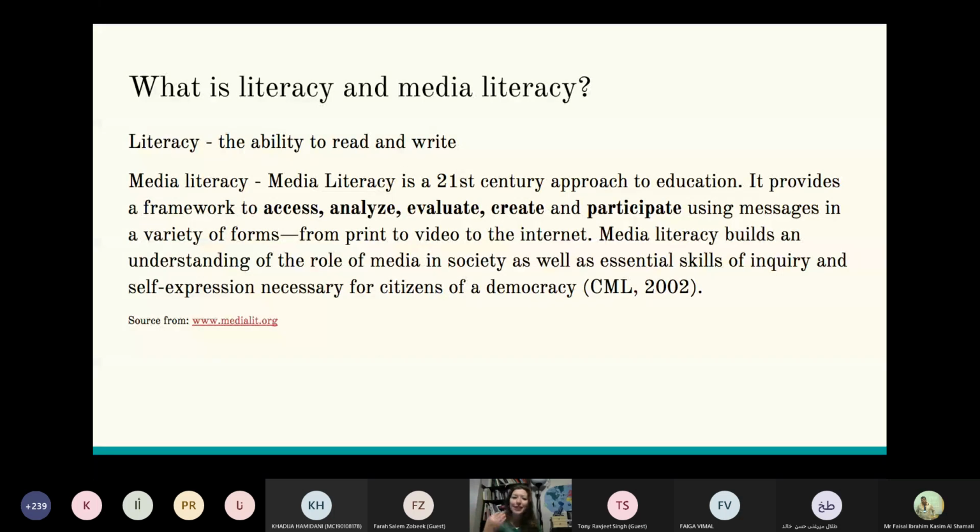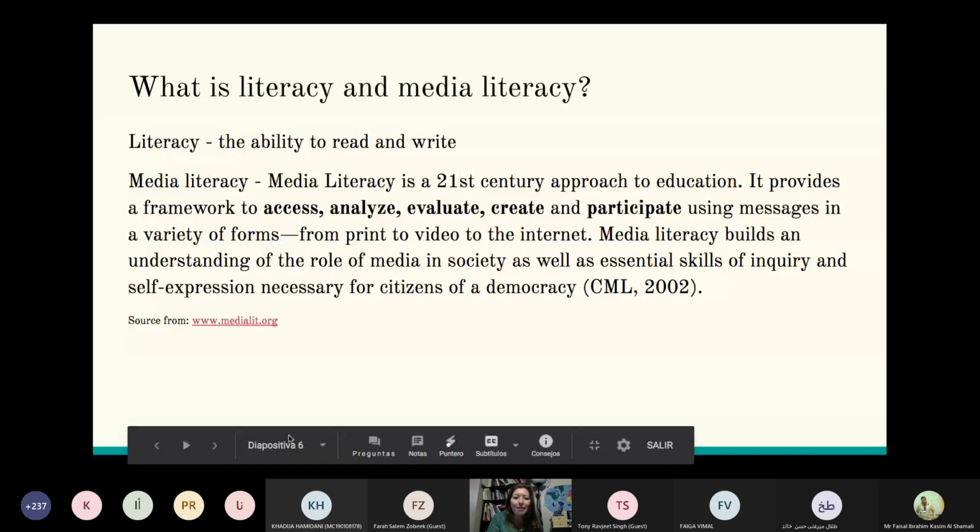It builds an understanding of the role of media in society, as well as essential skills of inquiry and self-expression necessary for the citizens of a democracy. And this is, again, the definition from the Center for Media Literacy. It is a 2002 definition. I always like to use more updated definitions, but I still feel this is quite relevant, especially when you're looking at accessing, analyzing, evaluating, creating, and participating. And the bolded use was my own.